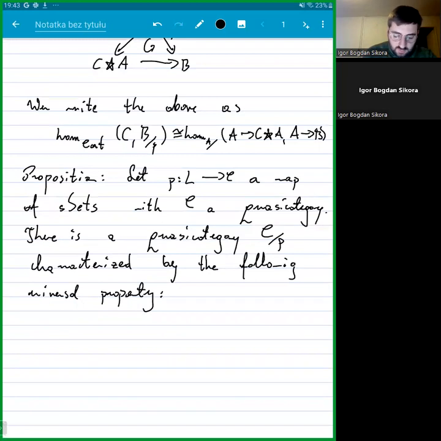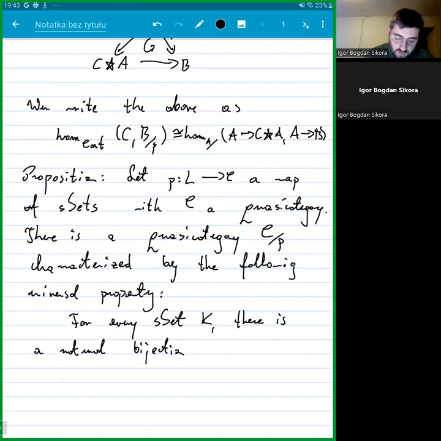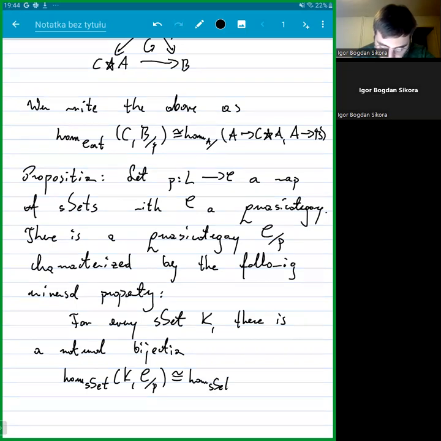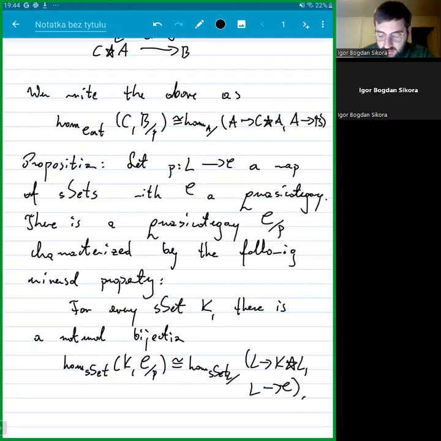So for every simplicial set K, there is a natural bijection between the space of morphisms in simplicial sets from K to C over P, so this is the object which we are defining, is isomorphic with the space of morphisms in the under category of L, from L to K join L to L to C. So this one is really mimicking the condition in the ordinary categories.